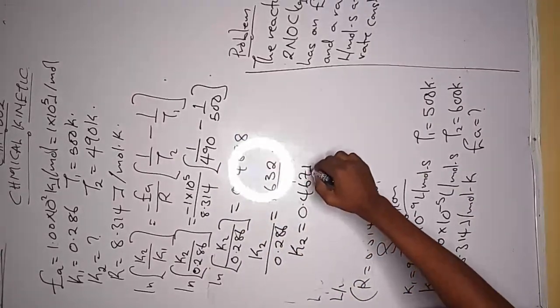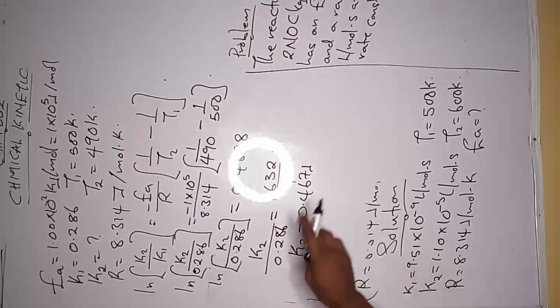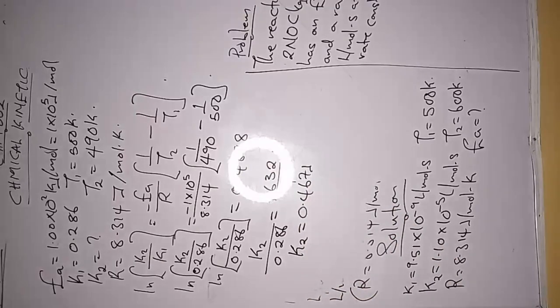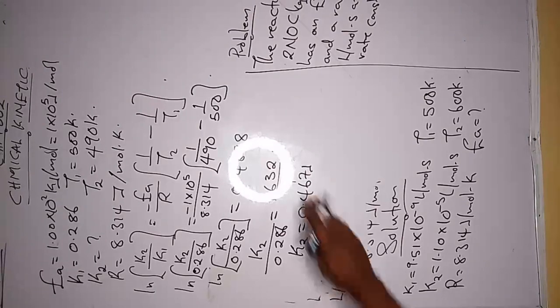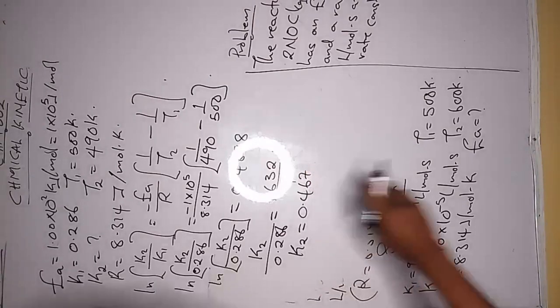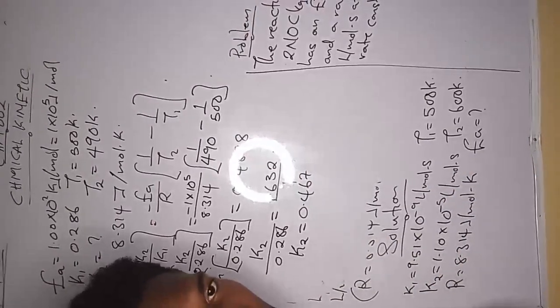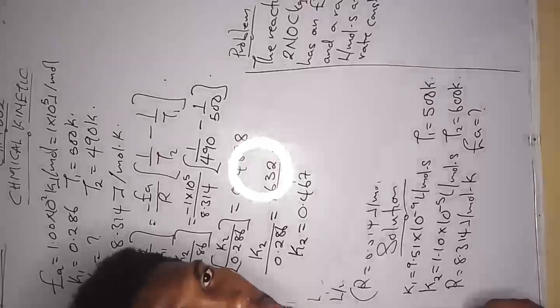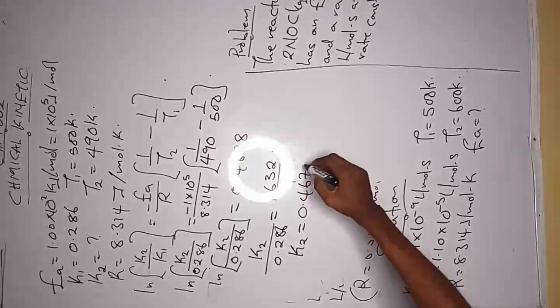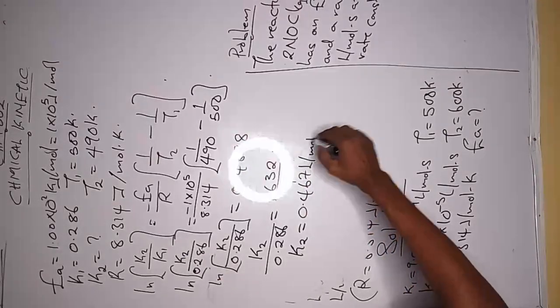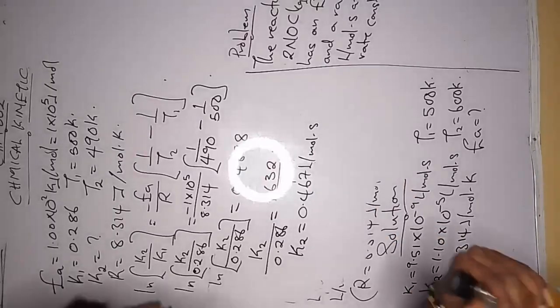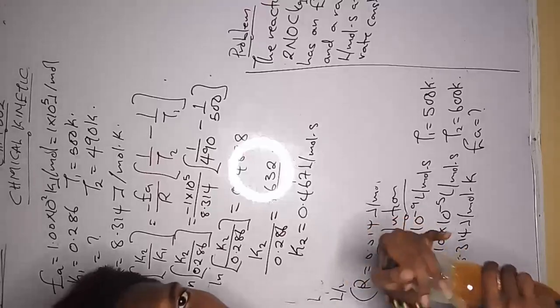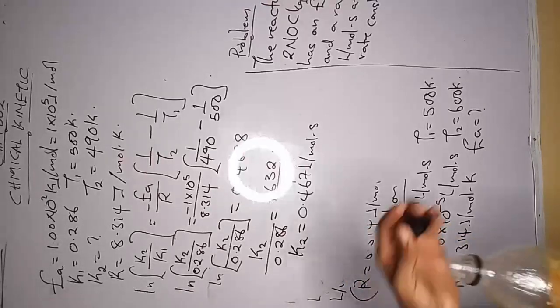0.467. And our K is measured in what? Our rate constant is a constant. Let me see what you wrote. The unit is liters per mole per second, or you say molarity per second. So that's it. Please write it down or you take a screenshot.